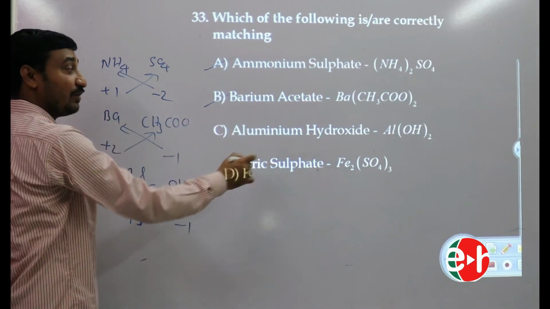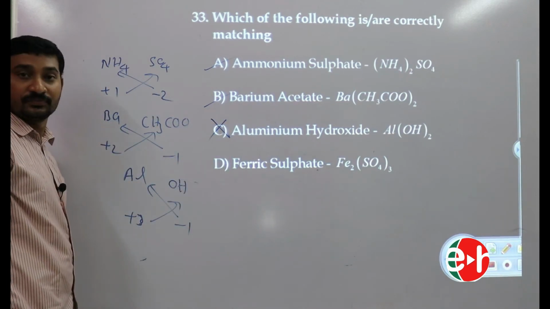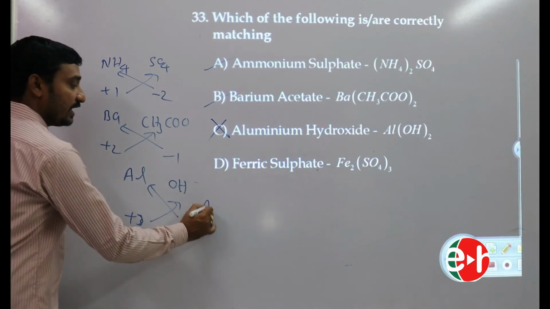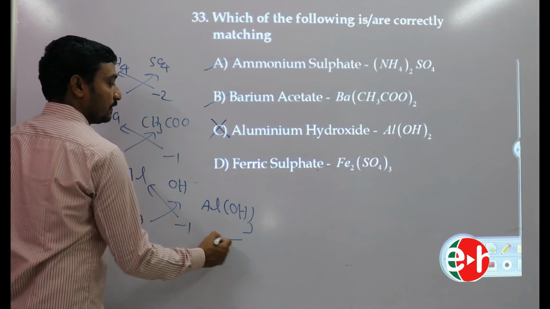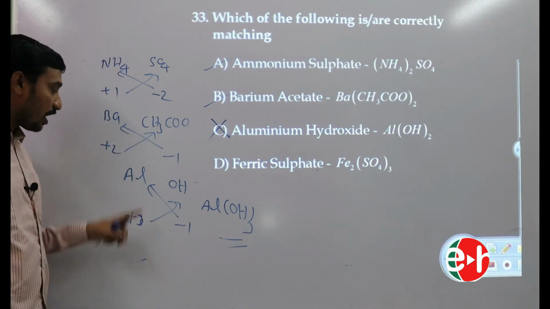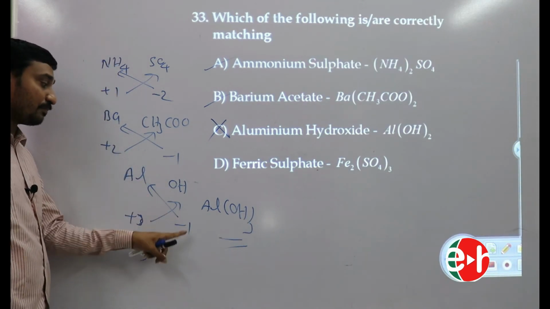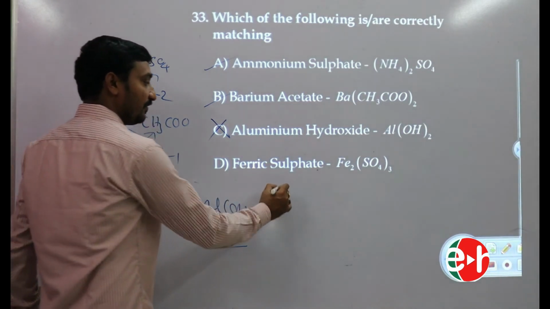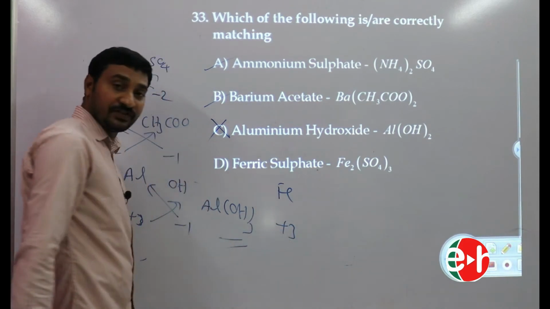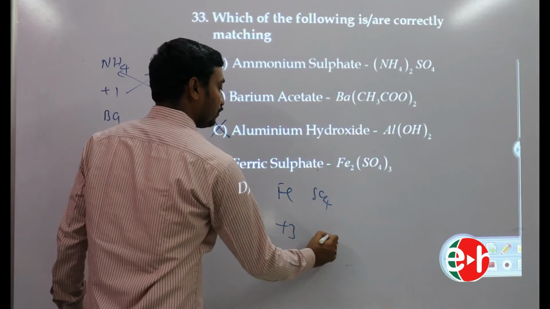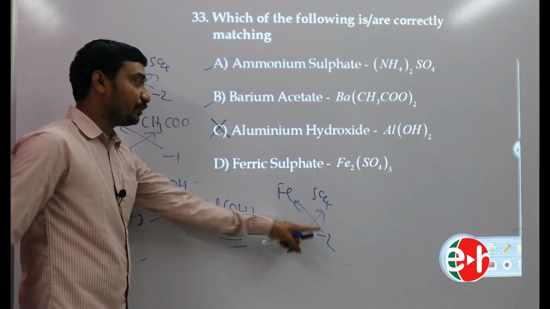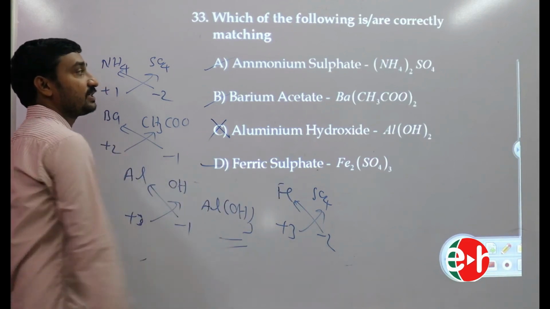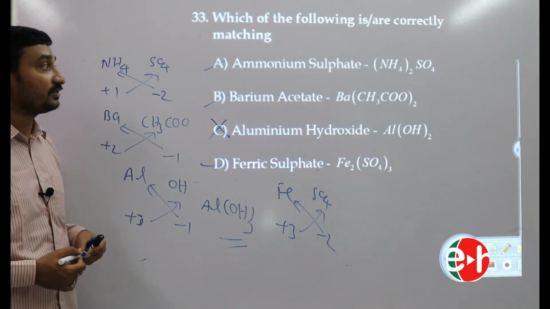Next, the third one, aluminum hydroxide. Charge on Al is plus 3, hydroxide minus 1, so the formula is Al(OH)3, but they have given Al(OH)2, so that is wrong. Aluminum is a trivalent cation and OH is minus 1, so Al(OH) thrice. Next one, ferric sulfate. Ferric is Fe plus 3, sulfate SO4 2 minus, then Fe2(SO4)3. D is correct. So A, B, D are correct. Next question.